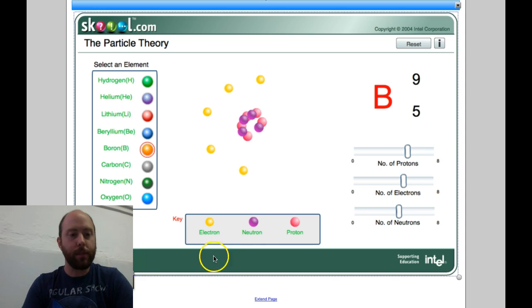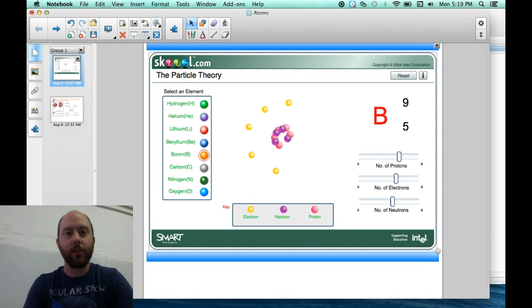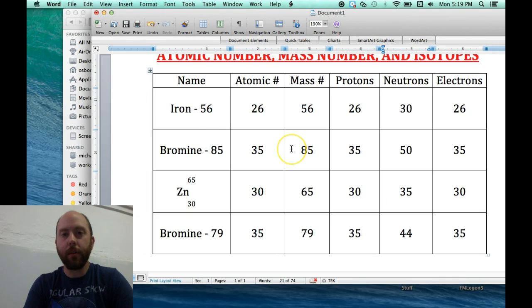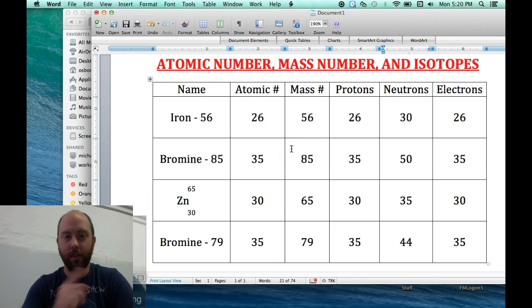So there you go. That is isotopes. Very important. Very important. So there you go. Our quick understanding of atomic number, mass number, and isotopes. So watch the other videos and get a better idea on how to do this.